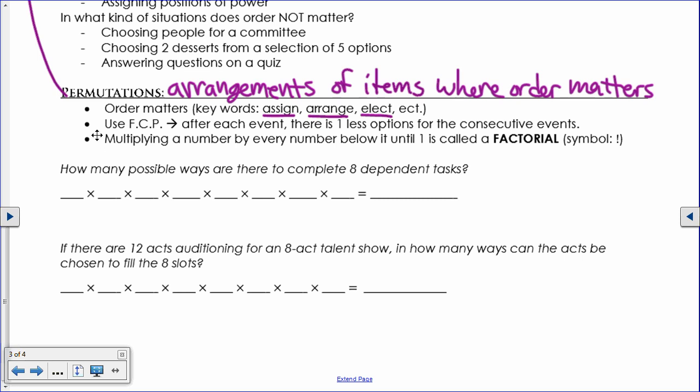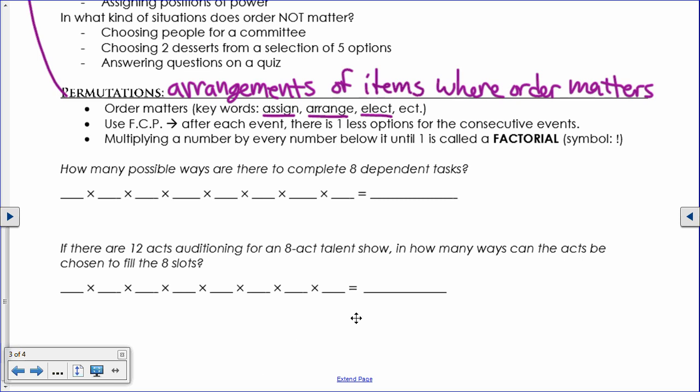We're going to be using the fundamental counting principle. That's what FCP stands for. After each event, there's one less option for each consecutive event. So I'm going to go back to the seating at desks idea. There are 28 desks in this room. If Anthony sits down, how many desks are left to choose from? 27. Then if Kenneth sits down, how many are there? 26. So see how for each event, the number of possibilities goes down? That's how a permutation works. The number of possibilities for the next event to happen goes down.